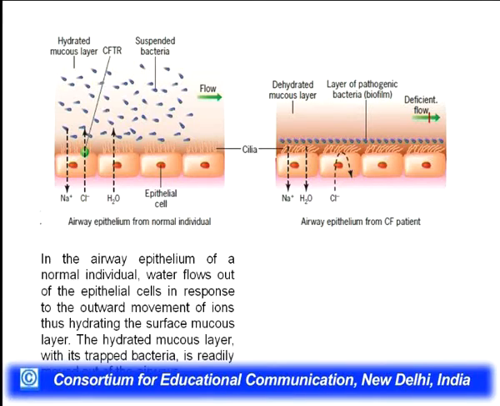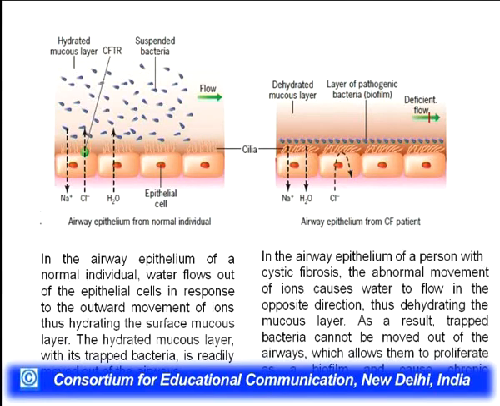In the airway epithelium of a normal individual, water flows out of the epithelial cells in response to the outward movement of ions, thus hydrating the surface mucus layer. The hydrated mucus layer with its trapped bacteria is readily moved out of the airways, keeping the airway clean and the individual healthy. What happens in a cystic fibrosis patient? The abnormal movement of the ions causes the water to flow in the opposite direction.